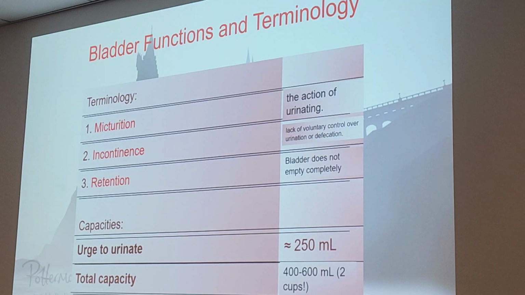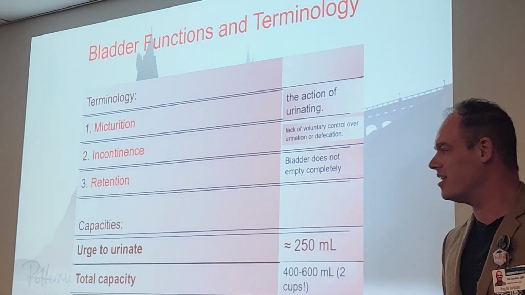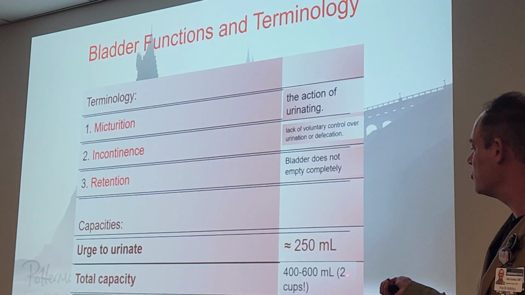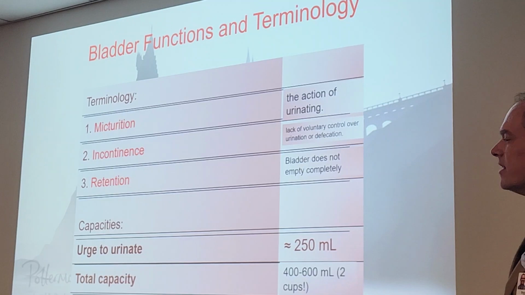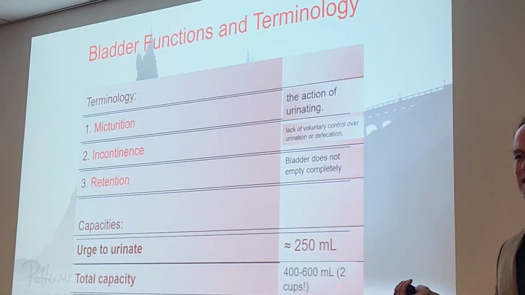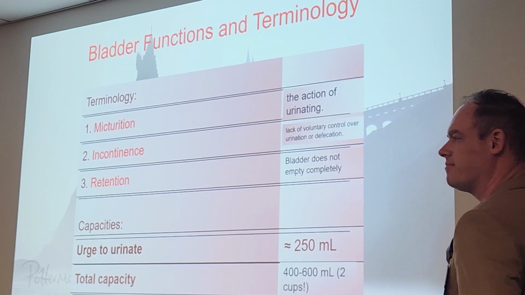All right, so when do we have the urge to actually urinate? Whenever the bladder fills to about 250 milliliters. Please put a star on that number, 250 milliliters. What is the total capacity of the bladder? 400 to 600 milliliters, or about 2 cups full of urine. That's whenever you're on the road, you gotta go really bad, and you can't hold it anymore. There's nowhere to stop. 250 is when you get the urge to urinate, typically for most people.